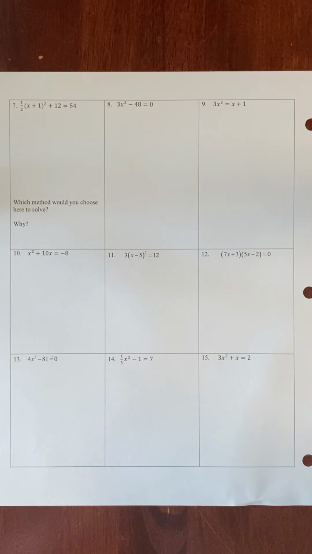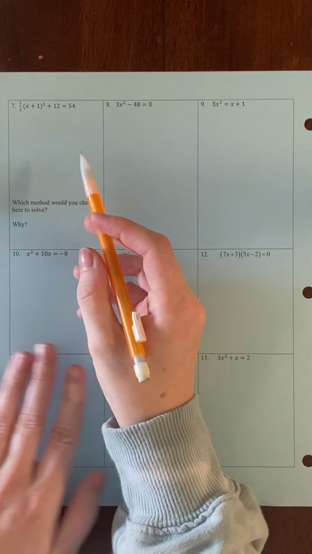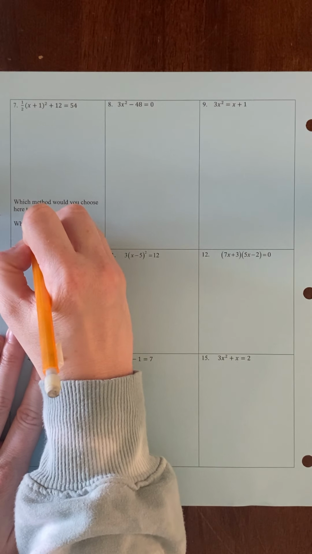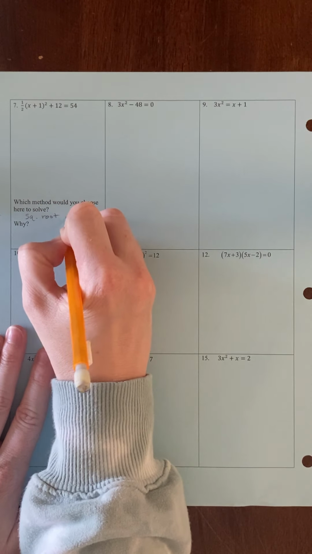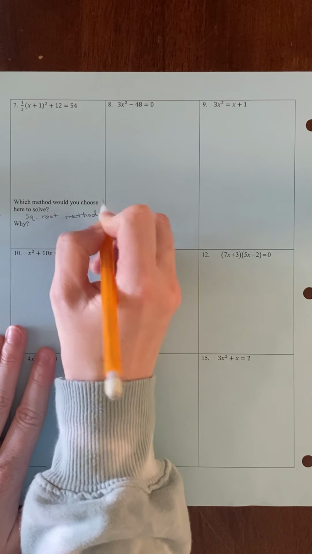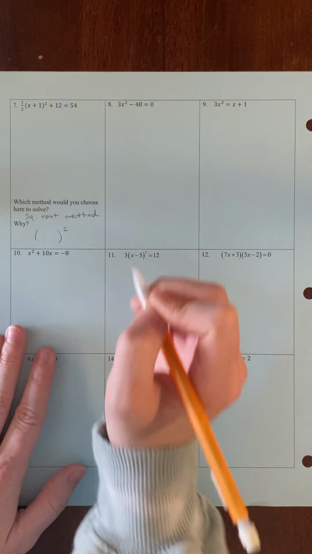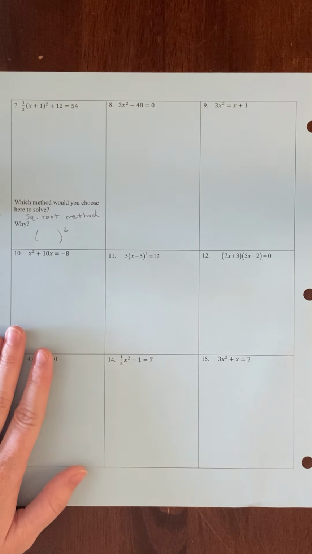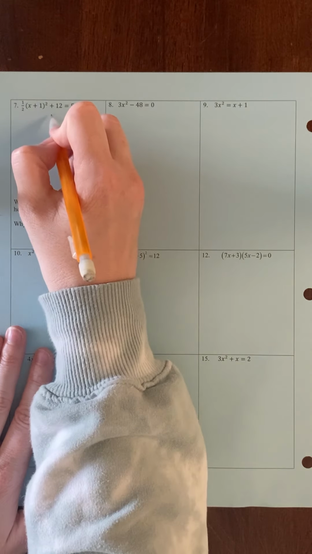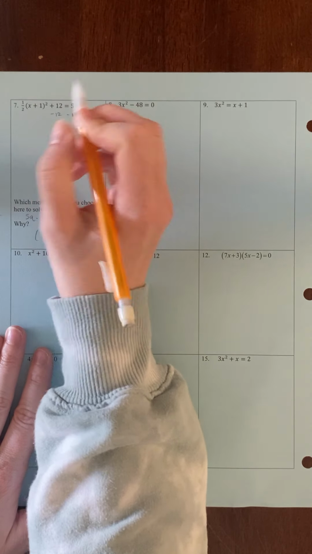In this video, I'm going to be going through that Chapter 9, Test 1, Solving Quadratic Equations extra review, the backside. So for this one, I'm going to use square root method because it has that set of parentheses squared. First thing I need to do is isolate this set of parentheses. So I'm going to subtract 12 from both sides.